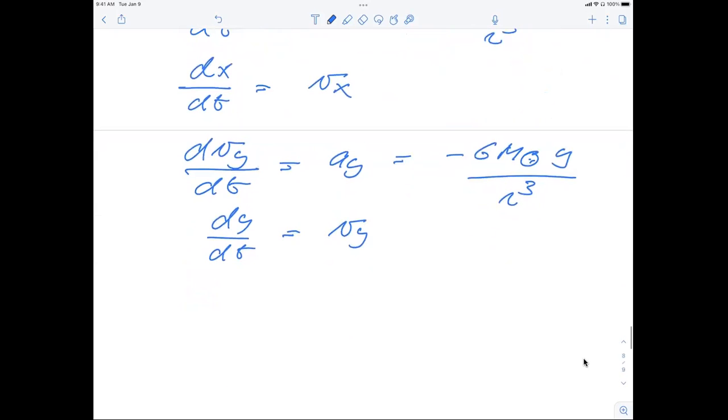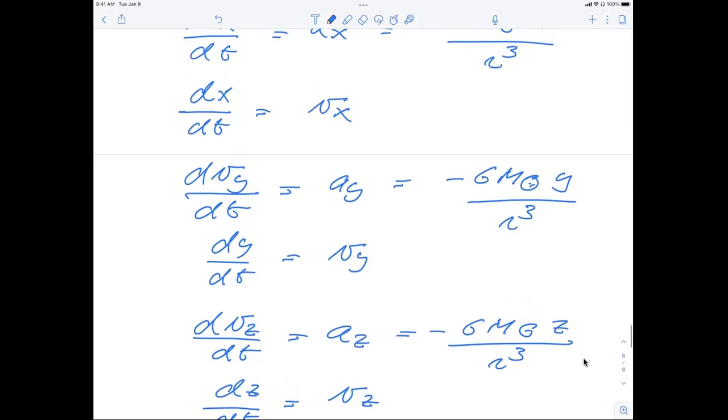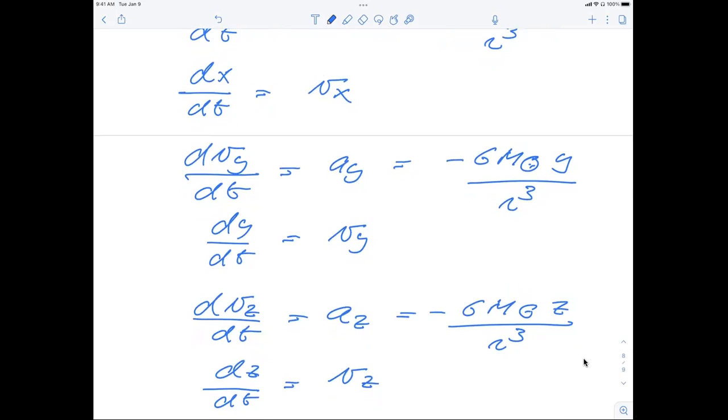If we add the z direction, then we would have dvz/dt, the acceleration in the z direction, and that would be minus G m_sun times z divided by r cubed. And then you would have dz/dt equal to vz. So you see now, when you increase from 2 dimensions to 3 dimensions, instead of having 4 coupled differential equations, you now have 6 coupled differential equations. That's the only difference.